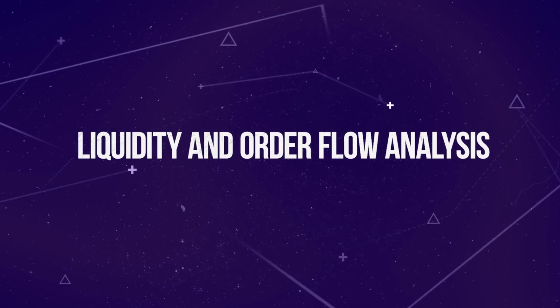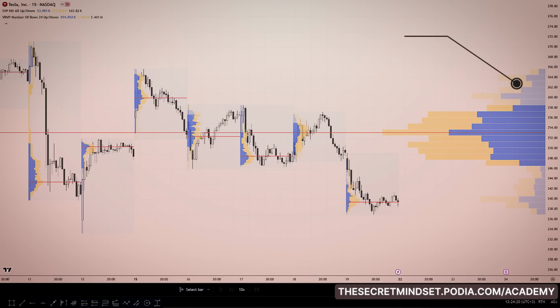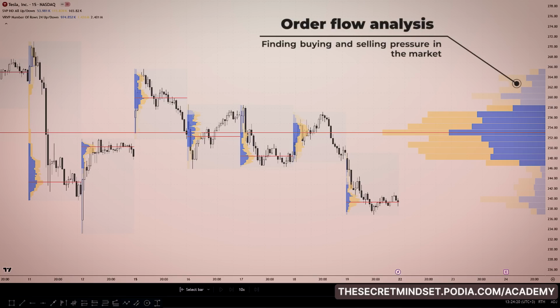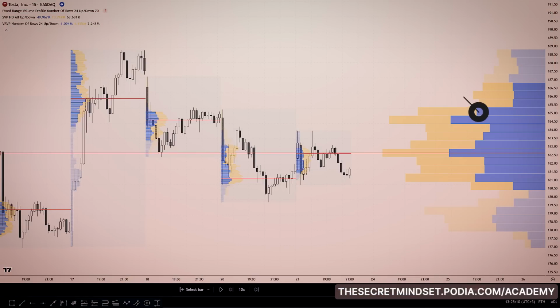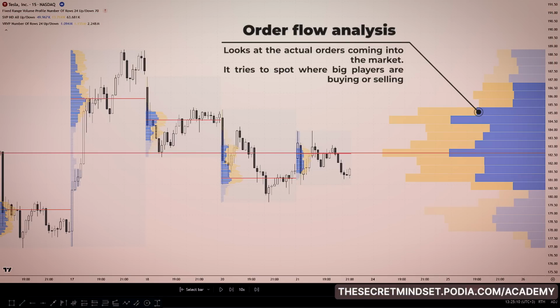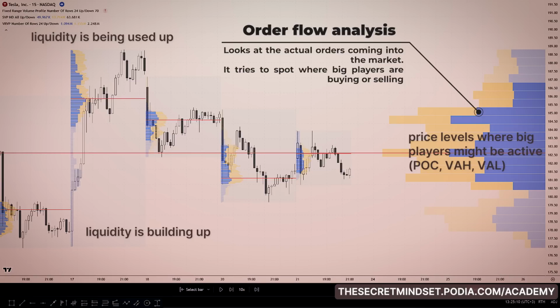Liquidity and order flow analysis are closely linked. Order flow analysis is all about understanding the buying and selling pressure in the market. This pressure often shows up as liquidity. Order flow analysis looks at the actual orders coming into the market. It tries to spot where big players are buying or selling. Basically, order flow analysis can help you find where liquidity is building up, when liquidity is being used up, and potential price levels where big players might be active.